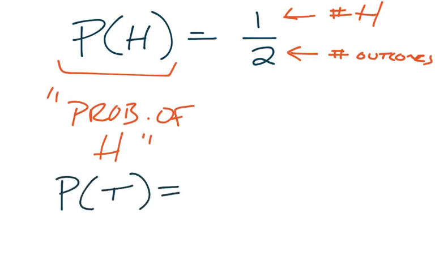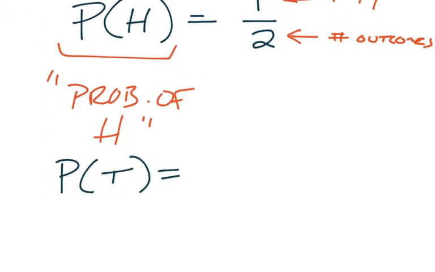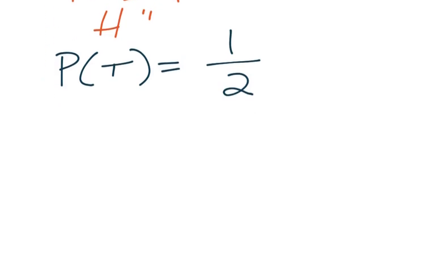Probability of tails. This would be, well, there's one tail on the coin. So it's going to be 1 out of the 2 possibilities, either heads or tails. Exact same principle here is being used. There's one tail on the coin, and there are 2 total possible outcomes. Therefore, 1 divided by 2. And I want you to notice a few things.